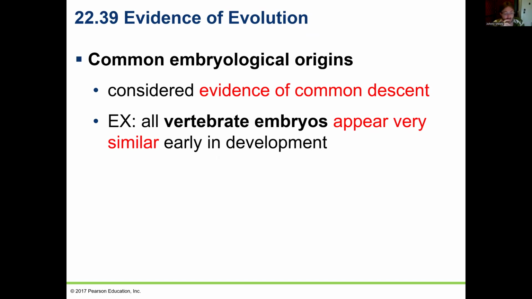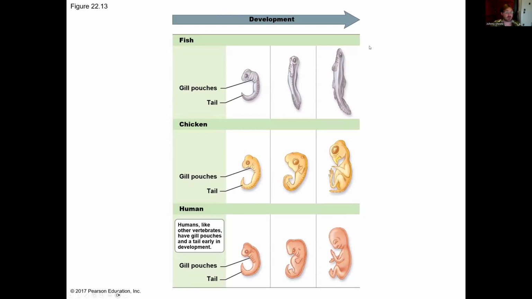Now, another aspect of this is common embryological origins. At different stages in development, if two organisms look similar, the more similar they look later into development, the more closely related they likely are. So let's have a look here. Here we have a fish, a chicken, and a human. I would say chicken and human look pretty comparable in these first two panels. Third panel, they've obviously differentiated. Fish, second panel, you can pretty much tell what it's going to be. That would imply chickens and humans are more closely related than humans and fish, which is true.